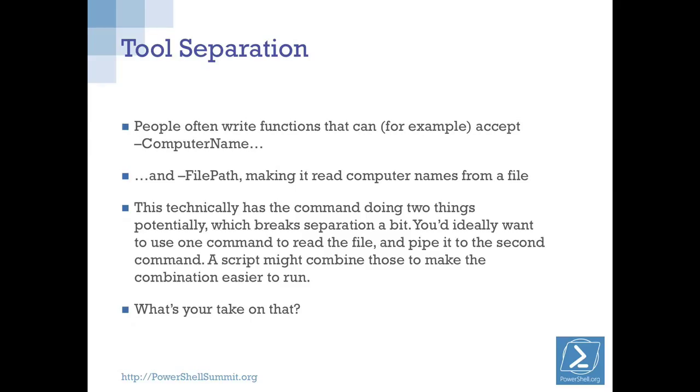One of the reasons folks will often go down this path of building everything into one function is because they just don't want to have to type command A, pipe command B, pipe command C. And that's fine. Write a script that combines those things together so long as those things are still sort of discrete. Even if they live in that same script, they can still be a little discrete.